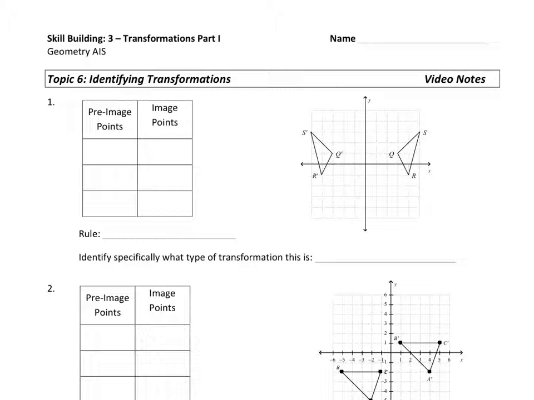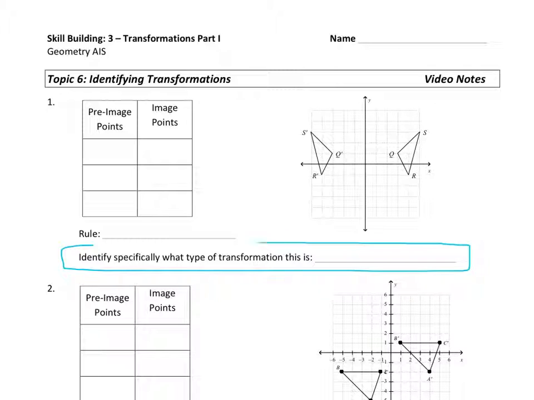This video will cover identifying transformations in geometry when we are given an image and a preimage on a graph. As you can see in the graph to the right, we have a preimage QRS and an image Q prime R prime S prime. Our goal here is to identify specifically what type of transformation is happening here in the graph.